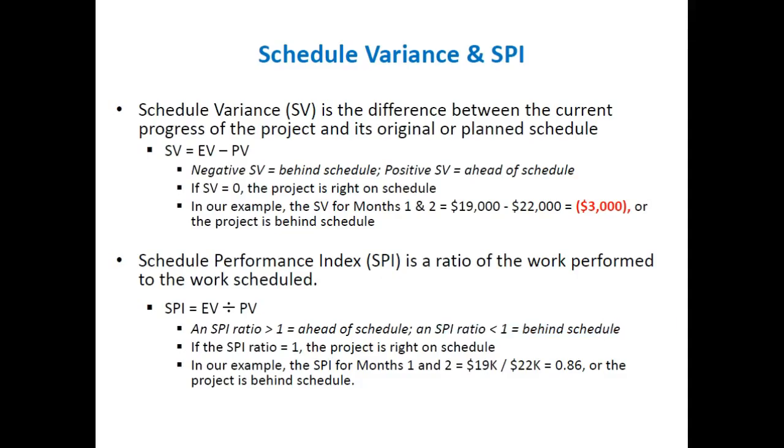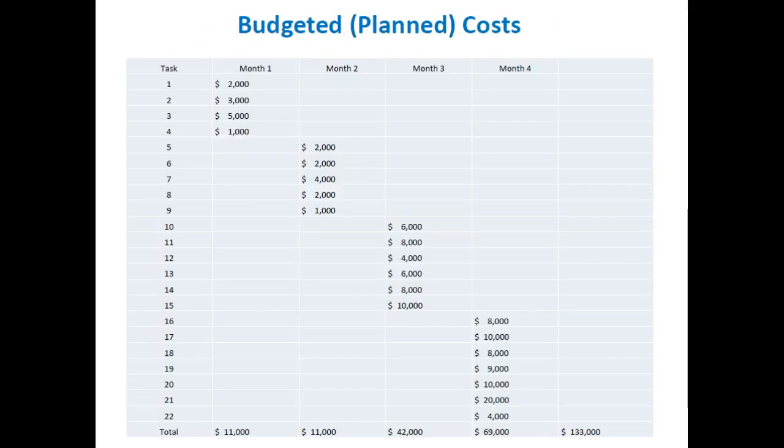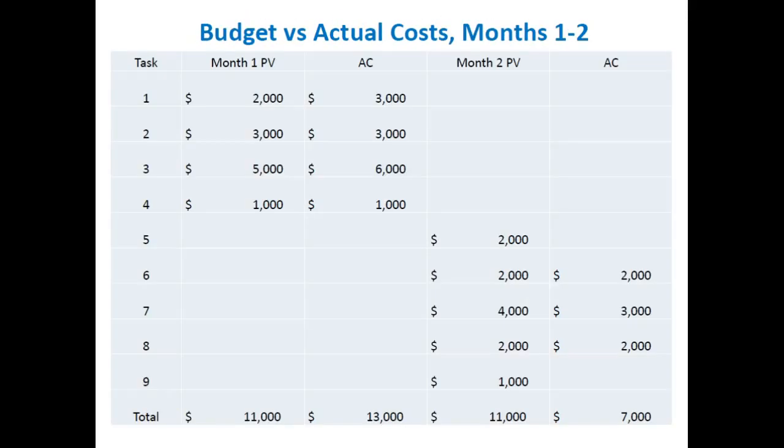And we know that from our example, from looking at this at the very beginning, we knew we were behind schedule because you see we didn't complete task 5 or task 9, right? We didn't get any earned value for those. So we know we're behind schedule.